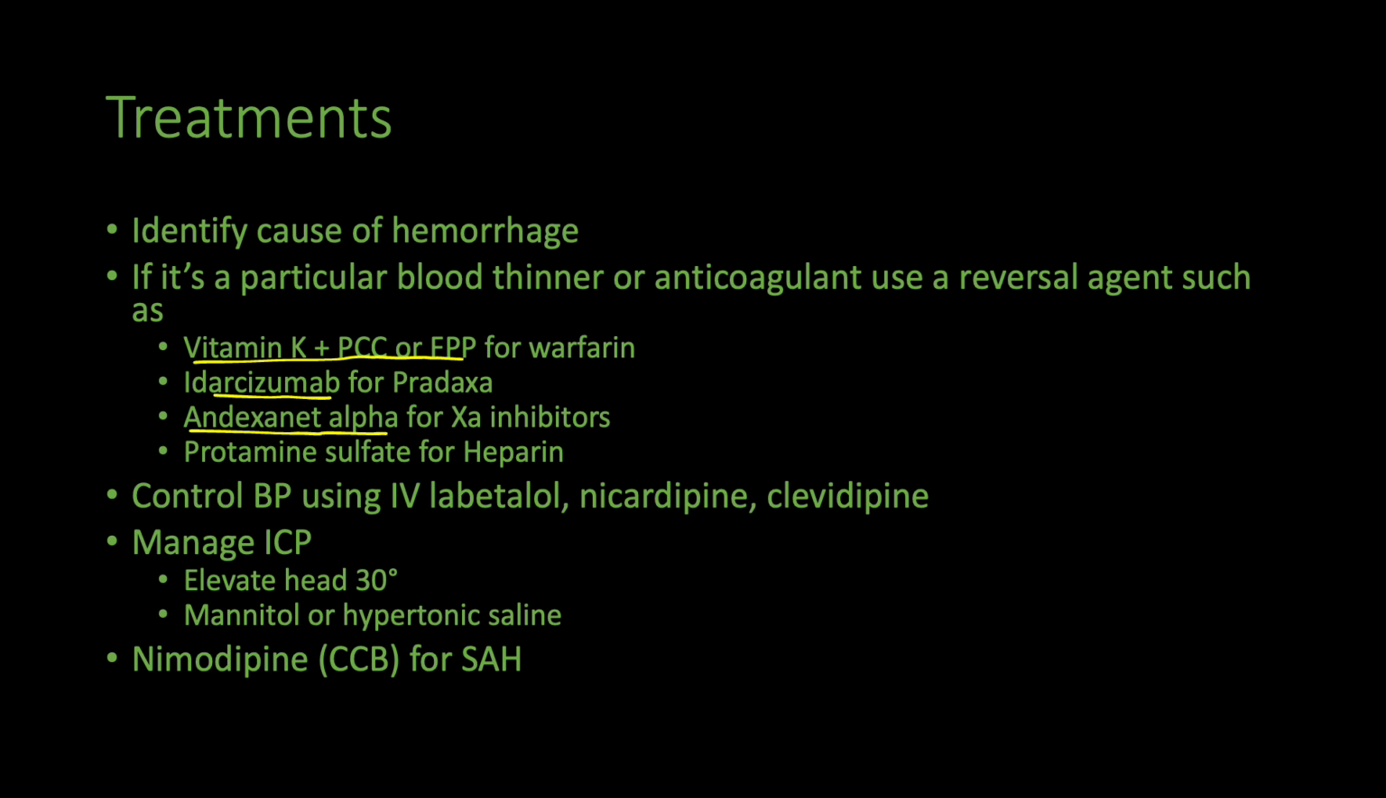But this is important, and it might be a question on the test, so you should understand the reversal agent to use to prevent further hemorrhagic stroke in this case. Also, again, it's important to control blood pressure and also manage the intracranial pressure by some ways like elevating the head by 30 degrees, using some mannitol to flush out the fluid from the brain, or hypertonic saline just to get it out of the system.